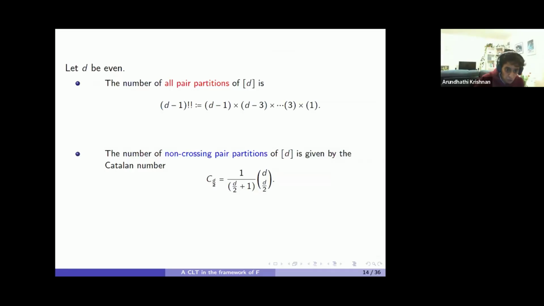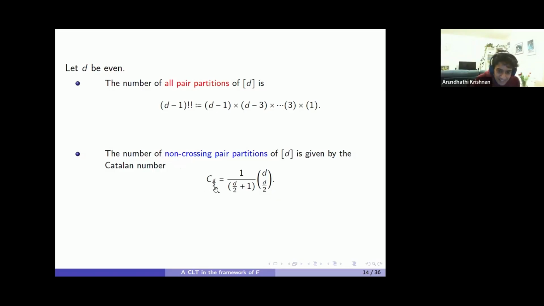And the number of all pair partitions of D can be seen quite easily to be (D minus 1) double factorial, which is just (D minus 1) times (D minus 3) all the way down to 1. Of course, when D is odd, the number of pair partitions, crossing or non-crossing, is 0. And when it's even, it's equal to this. The number of non-crossing pair partitions of D is given by the Catalan number.